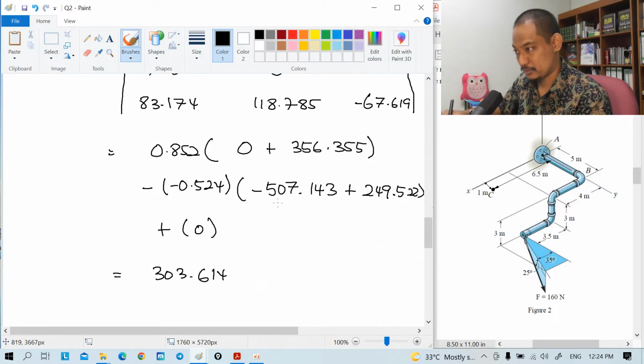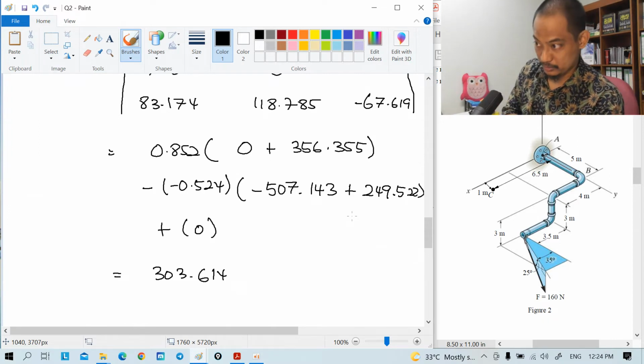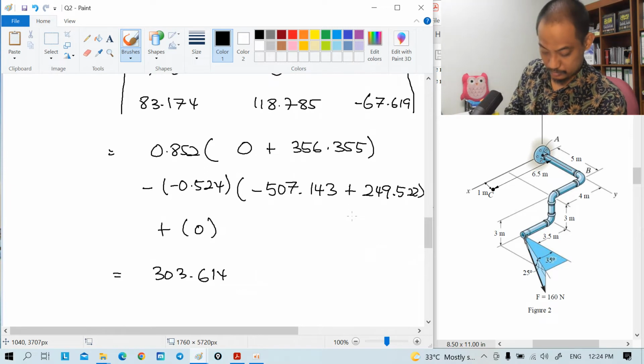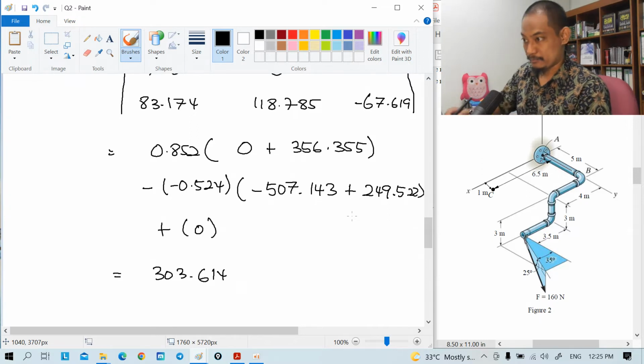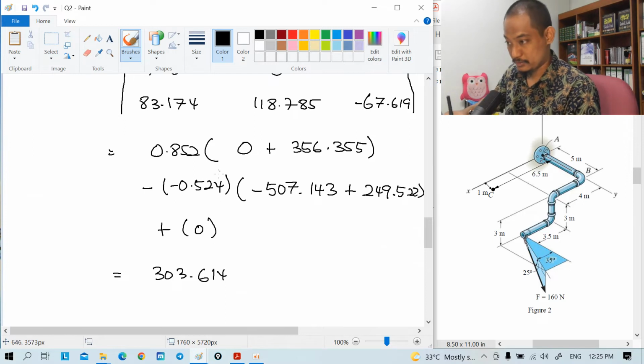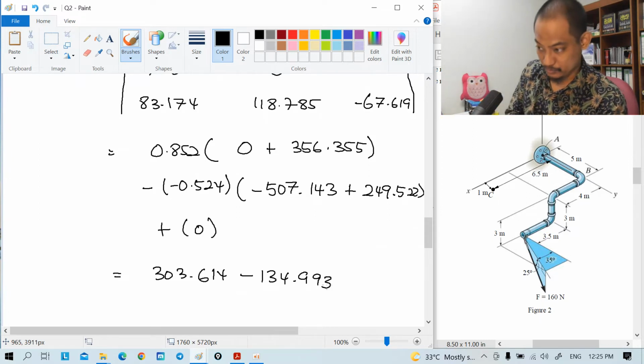So this is, okay, we sort out inside here first, minus 507.143 plus 249.522, then times 0.524. So it is minus 134.993.